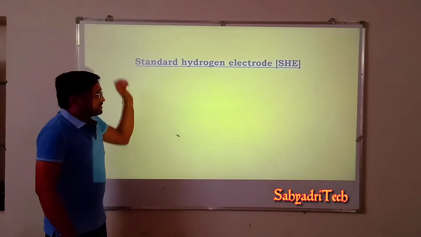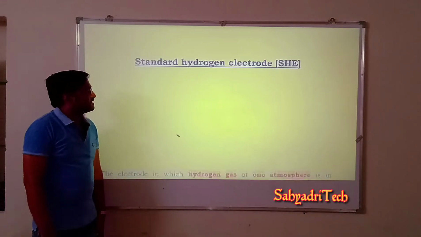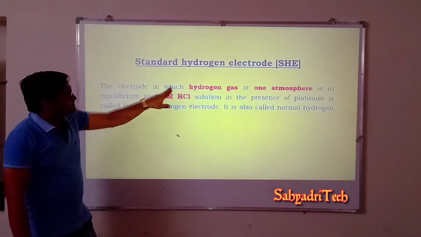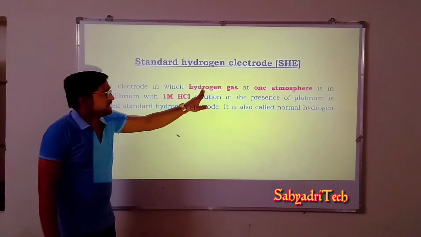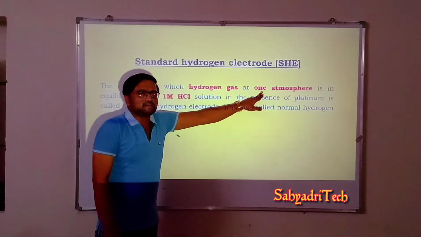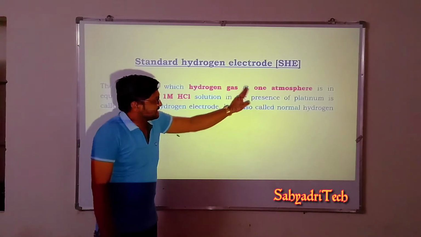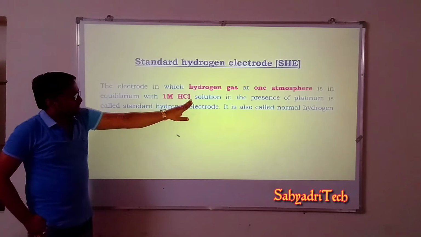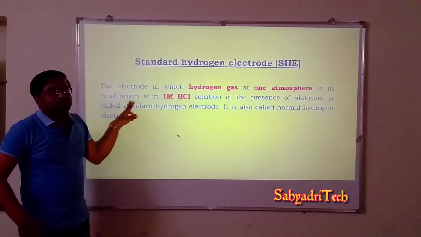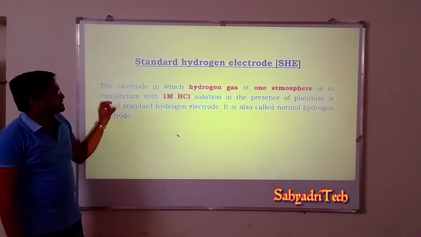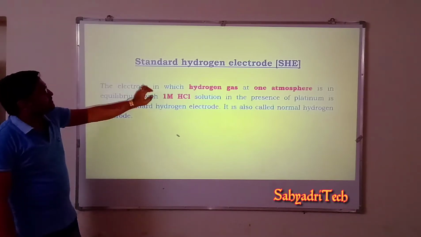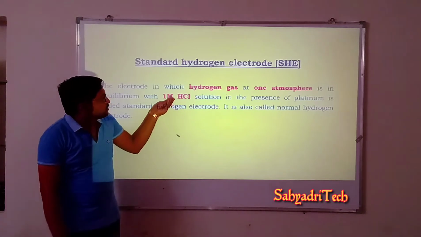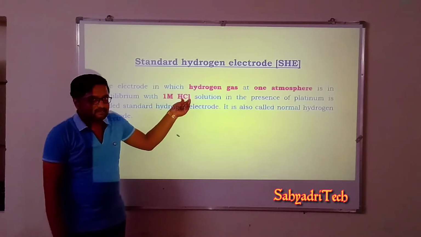Well, when you look at the definition for SHE, that is standard hydrogen electrode, what is it? It is an electrode in which hydrogen gas at 1 atmosphere is in equilibrium with 1 molar HCl solution in presence of platinum. Okay, so what is the equilibrium we are attaining? It is an equilibrium between hydrogen gas and H plus ion. So we said 1 molar HCl.